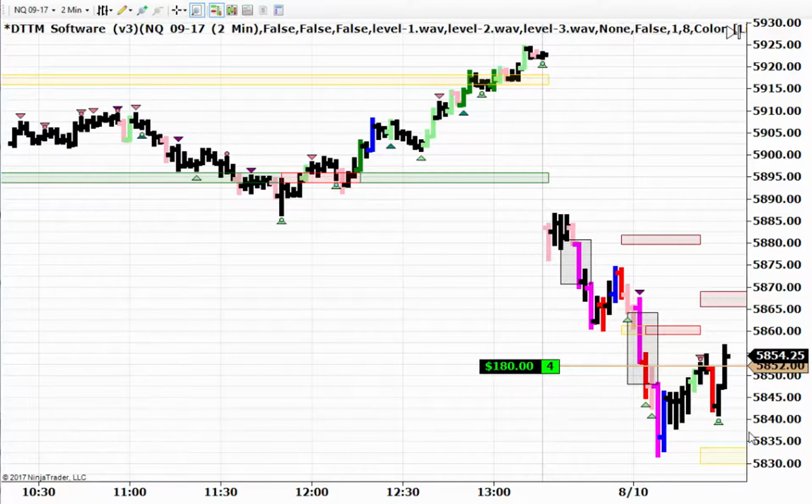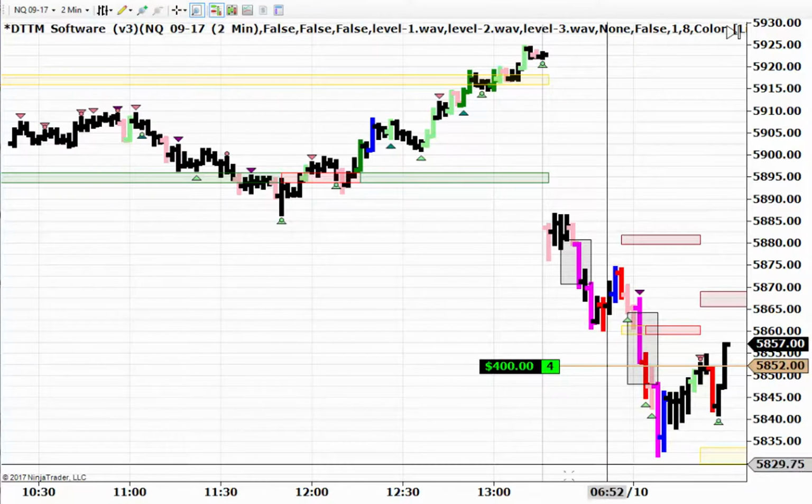Today is Thursday, August the 10th, 2017, and we're looking at a 2-minute chart of the September Nasdaq contract. I just finished another trade. It was a short one. It was a scratch trade. It was on the long side. Just got it rendered. Immediately got back in here after this market had dropped.